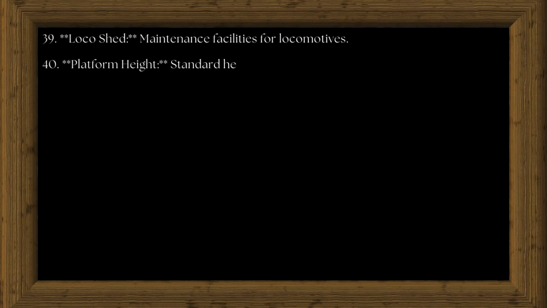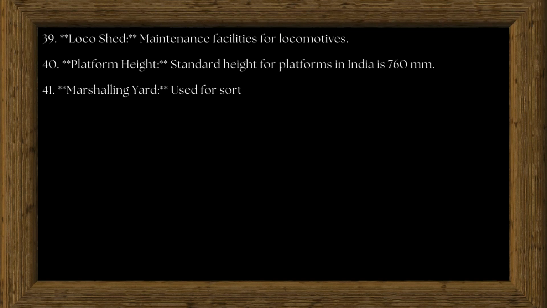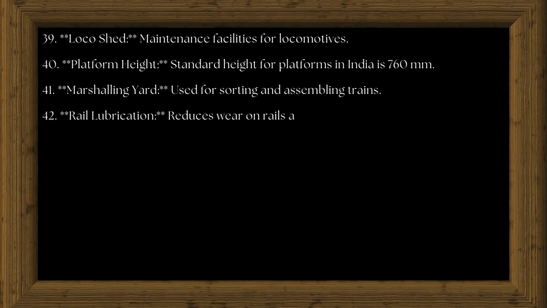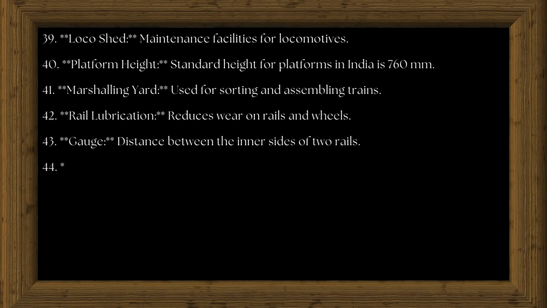Platform height: the standard height for platform in India is 760 mm. Marshalling yard: it is used for sorting and assembling trains. Rail lubrication: it reduces wear on rails and wheels. Gauge: the distance between the inner side of two rails.